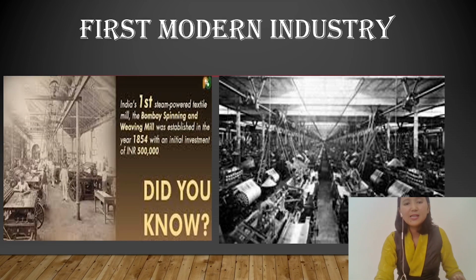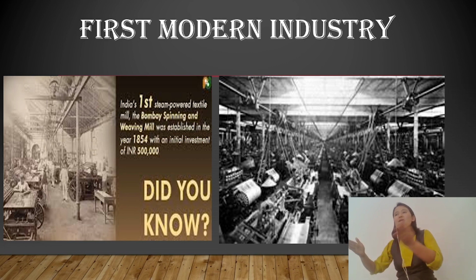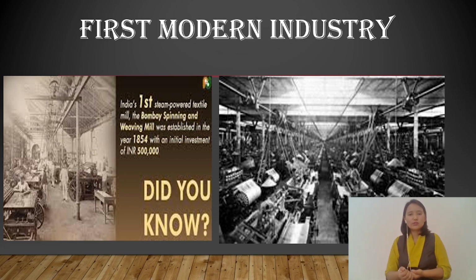Before that, let me tell you a brief history about the first modern industry. Modern industry means those industries where there is an introduction of technology or machines. So, the first modern industry was set up in a country called Britain, in the 1730s. So that was in the 18th century. And soon after that, modern industry started expanding to other parts of the world.